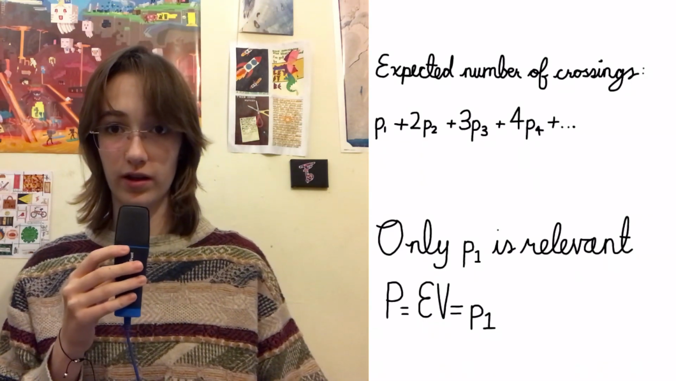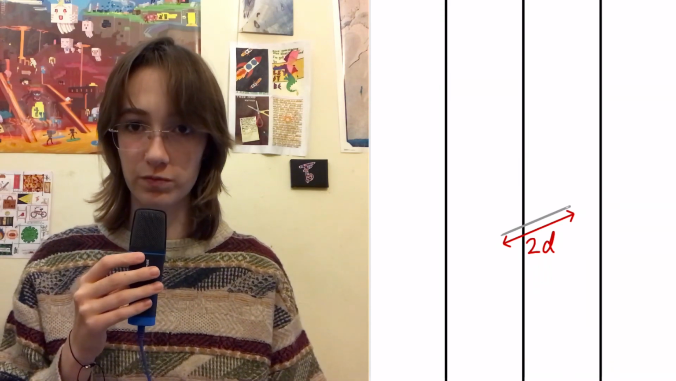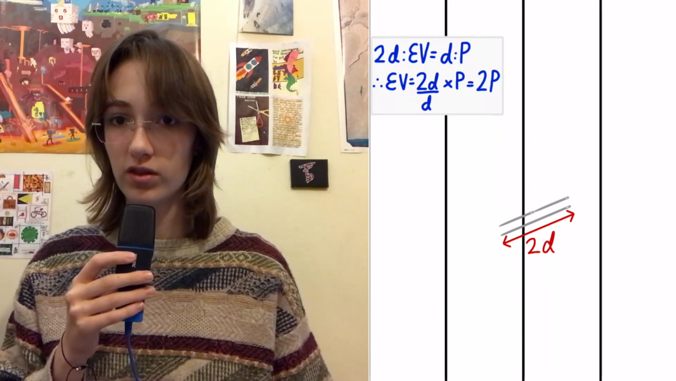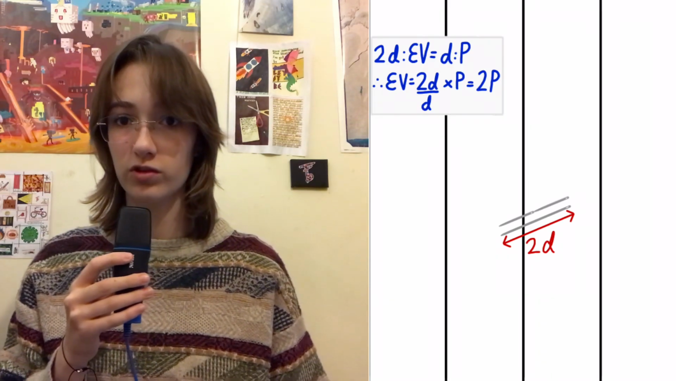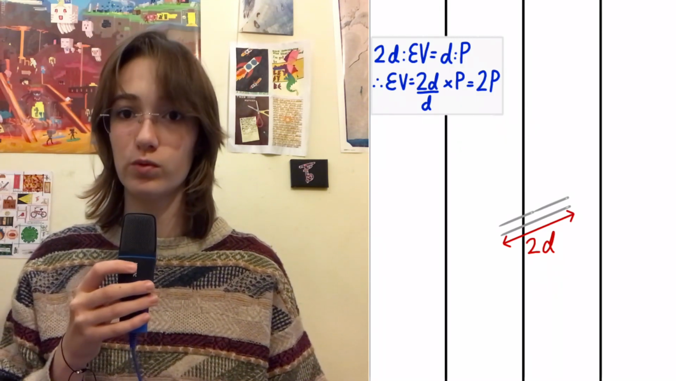Here's where it gets interesting. Let's double the length of the needle. Now it is 2d in length. How many lines do we expect it to cross in terms of p? Well, simply split it back up into its 2 original needles, and we can see this expected value will be the sum of the expected values of the 2 needles, which is p. So the total expected value will be 2p.